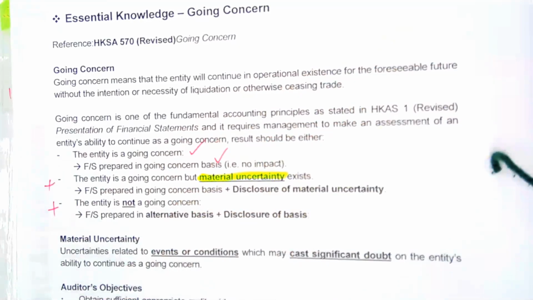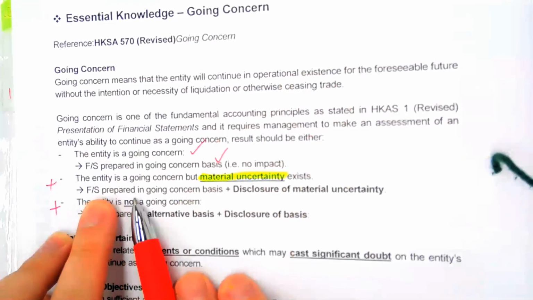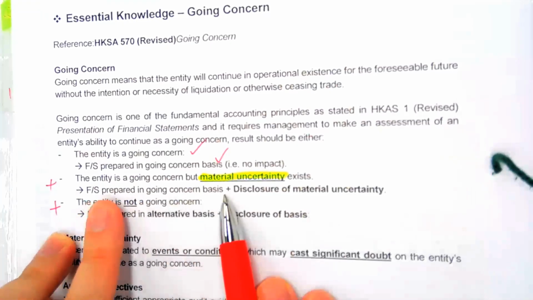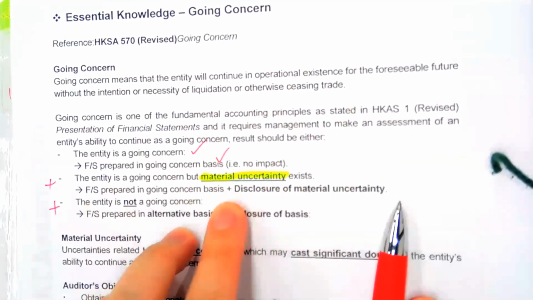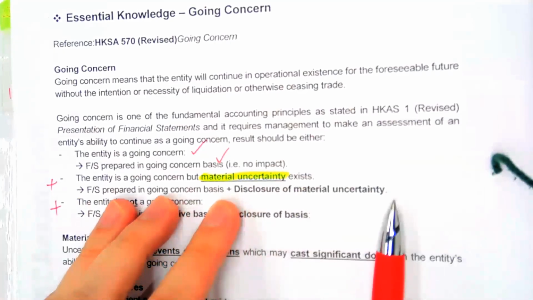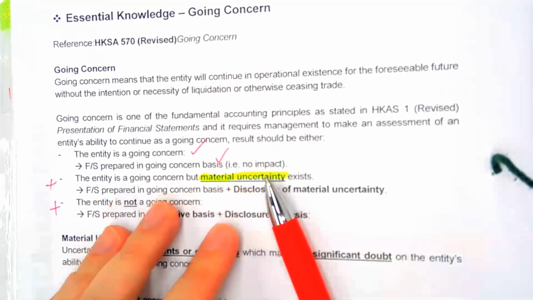There's uncertainty. The financial statement will still be prepared on a going concern basis. But there will need to be an added disclosure called disclosure of material uncertainty. It means that the company is still operational, but there is a slight possibility that the company may not survive the next 12 months, though it is not definite. So a material uncertainty exists.